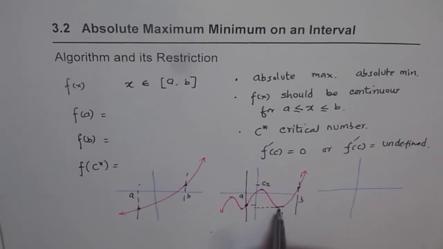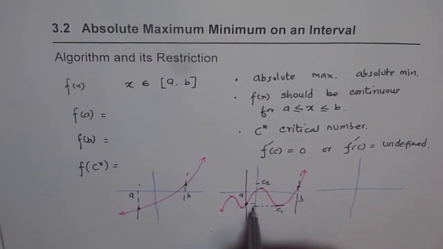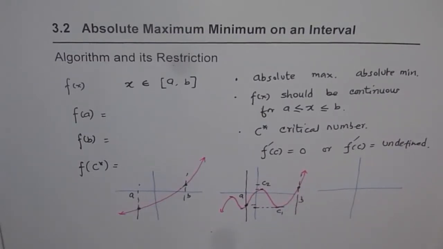And at C1, which is my turning point, I get a value which is lowest. So at C1 I get absolute minimum. At C2 I do have a local maximum, but that is not higher than the value at the extreme B. Do you see that?